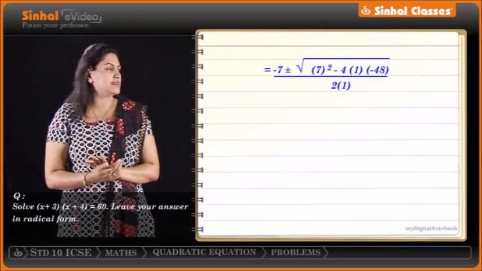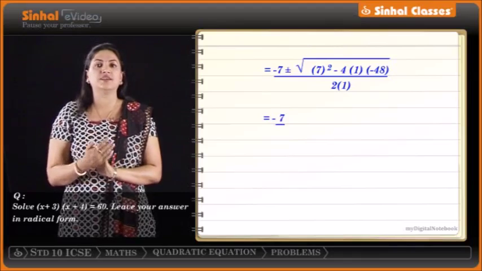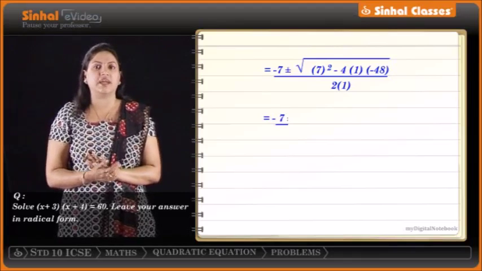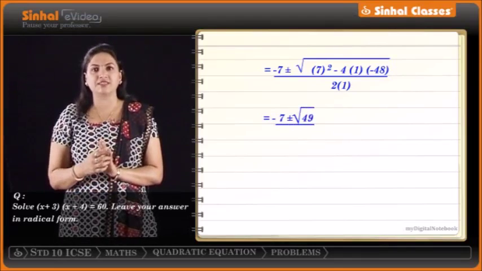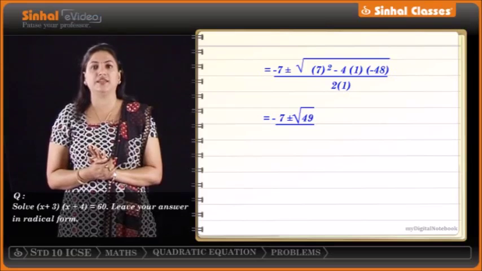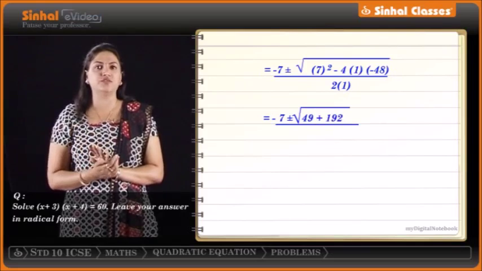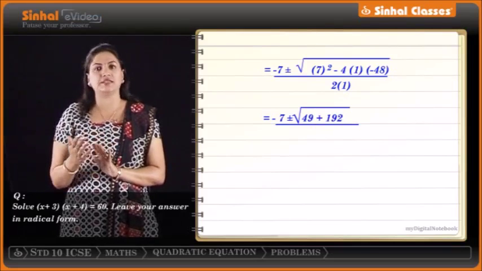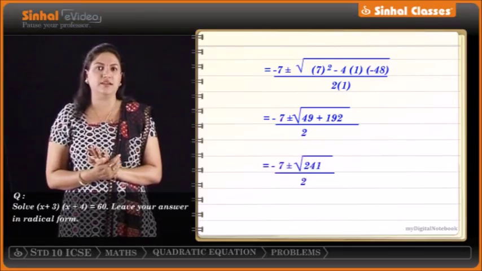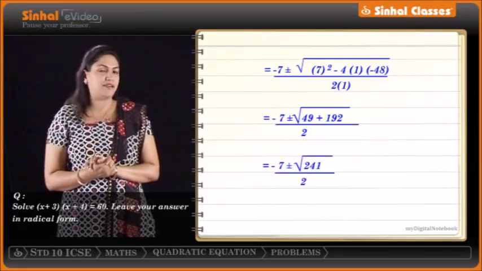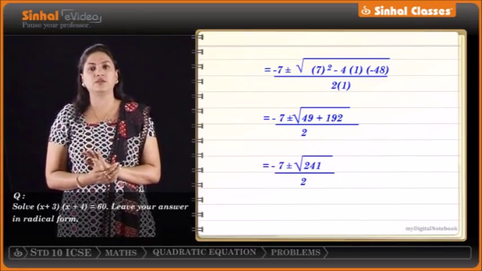Simplify this as minus 7 plus or minus under root 7 square is 49. Now minus 4ac term becomes minus 4 into minus 48. That gives us plus 192. So in the root we have 49 plus 192, which is 241. So we have minus 7 plus or minus root 241 upon 2.